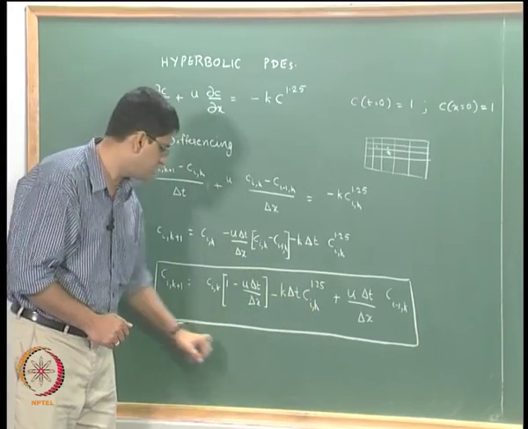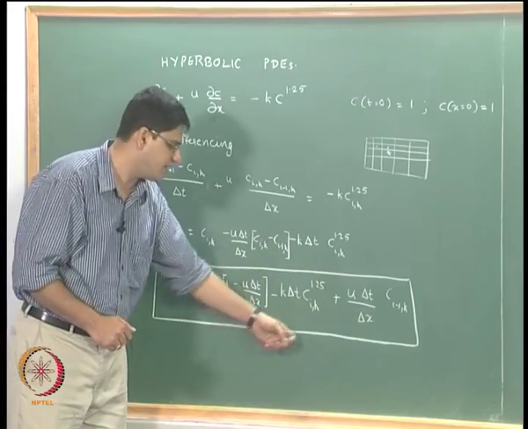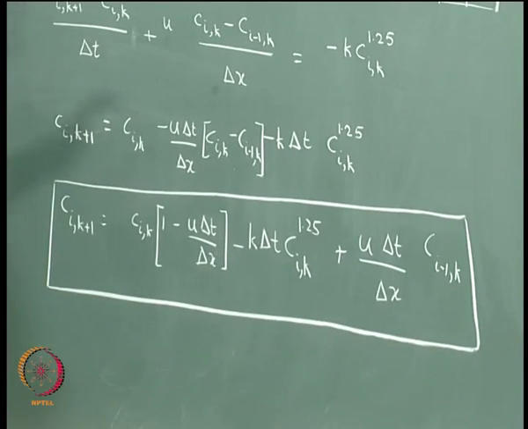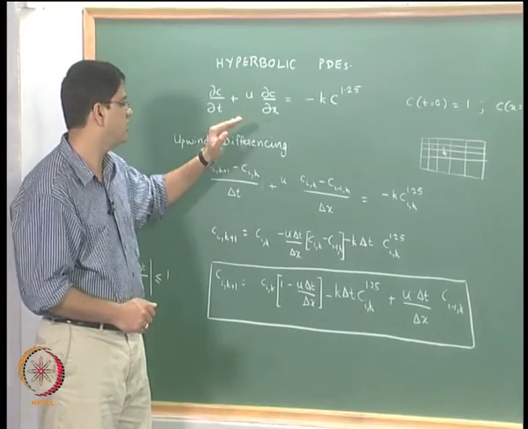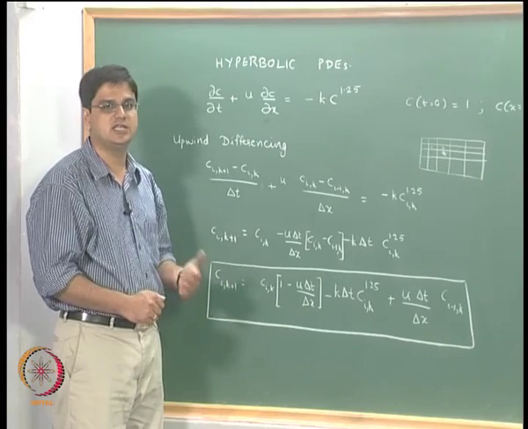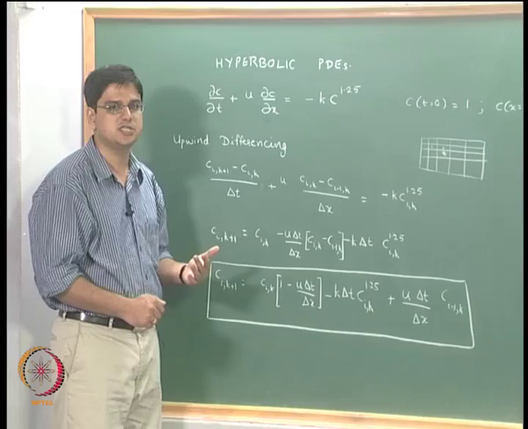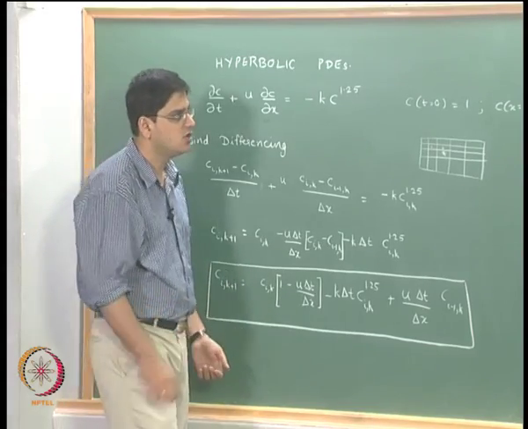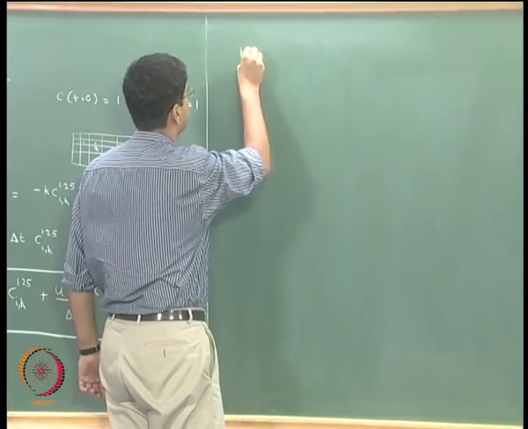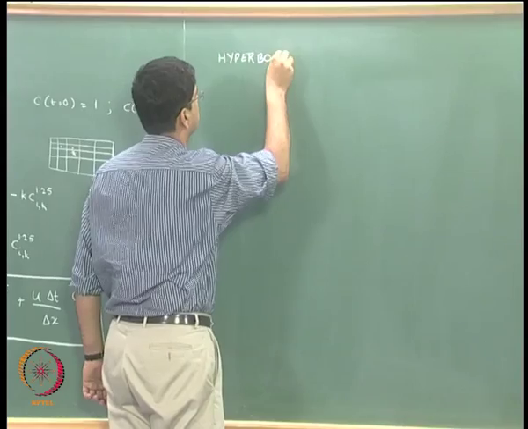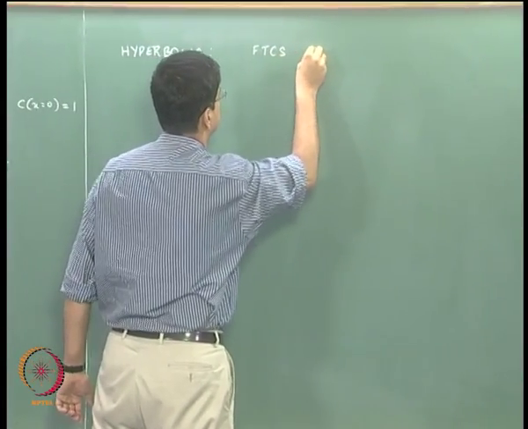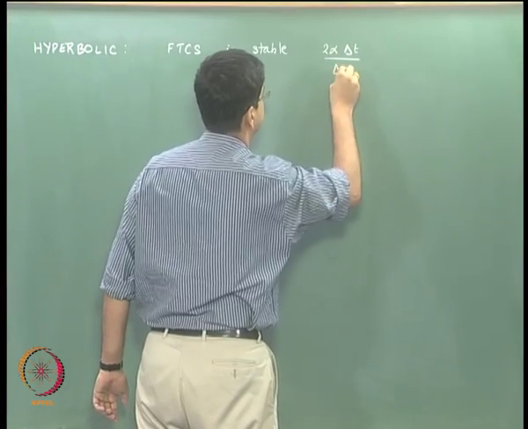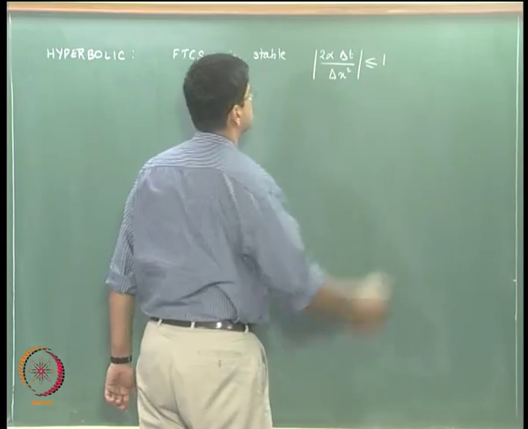When we substituted all these into this overall equation, this is the final expression that we obtained, and this is the expression using the upwind difference scheme for hyperbolic PDEs. Exactly in the same way for parabolic PDEs, we can use a central difference scheme for d square c by dx squared, and the reason is that hyperbolic PDEs are going to be unstable for the FTCS method, whereas parabolic PDEs are going to be stable for the FTCS method under certain conditions. The condition that we had obtained is that the FTCS method is stable if 2 alpha delta t by delta x squared is going to be less than 1.